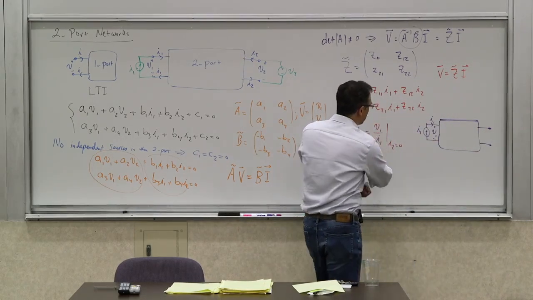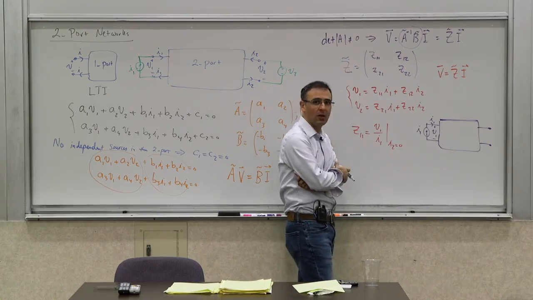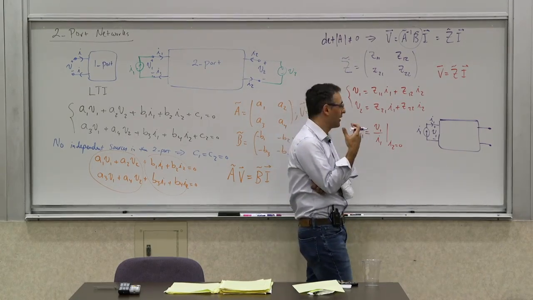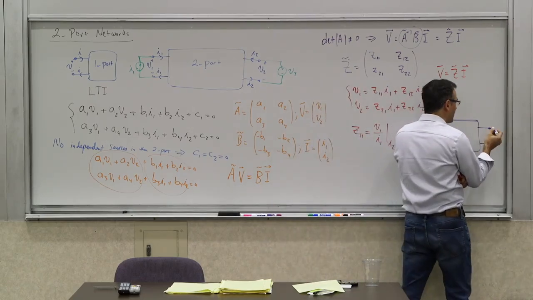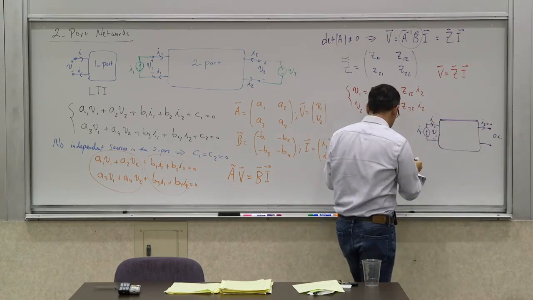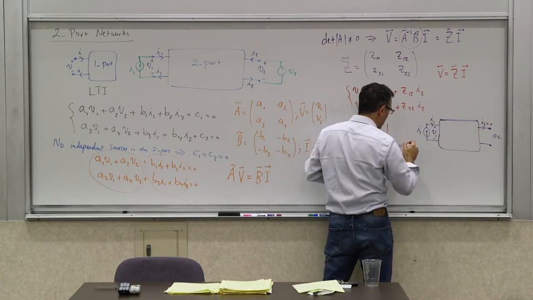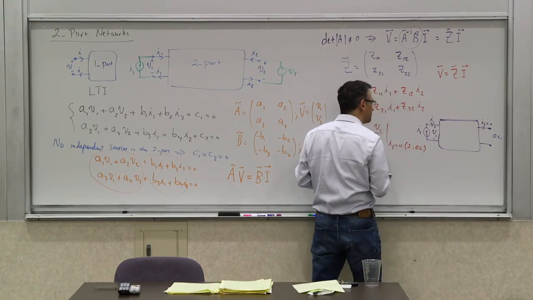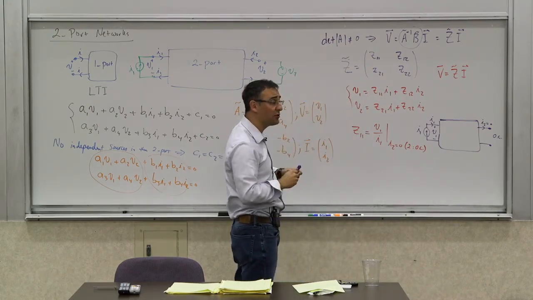What does this condition imply? When you say I2 is 0, what is the network that produces a current of 0? It is an open circuit, right? So for I2 to be 0, this has to be an open circuit. So basically, I2 equals 0 means port 2 is open circuit. So this is how you evaluate this.